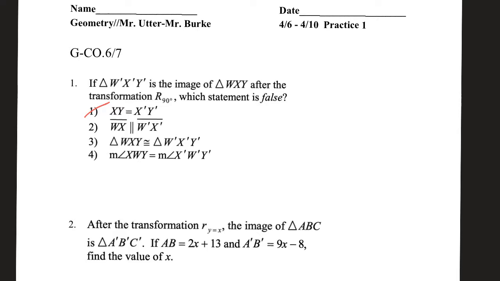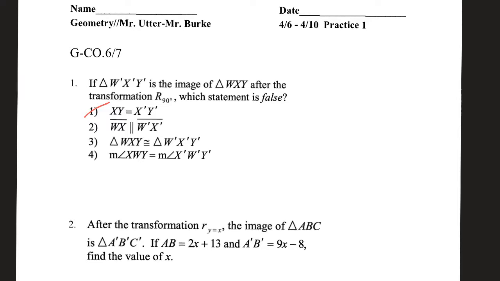Number 2, WX is parallel to W prime, X prime. Well, we know that can't be true because no lines in a triangle can be parallel to each other, because then it's not a triangle anymore. So right now I'm going to think it's choice 2, but I'm just going to check the other ones.